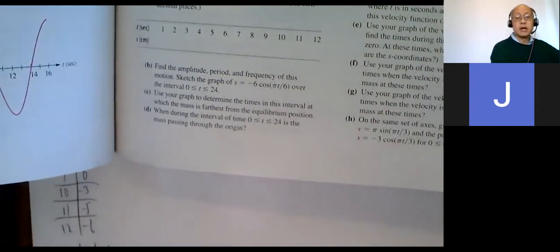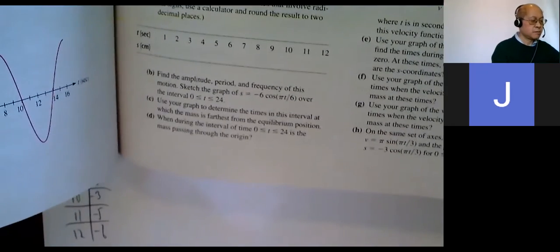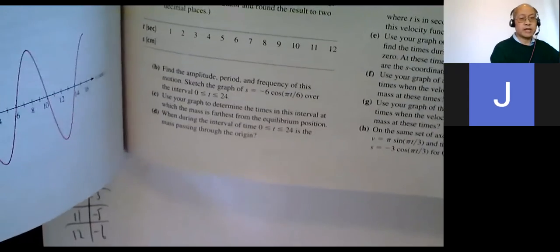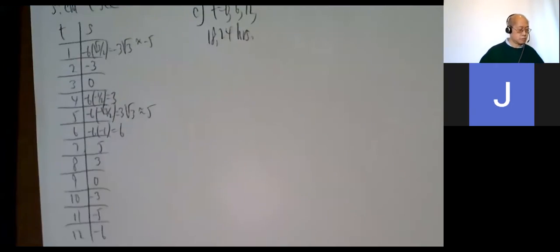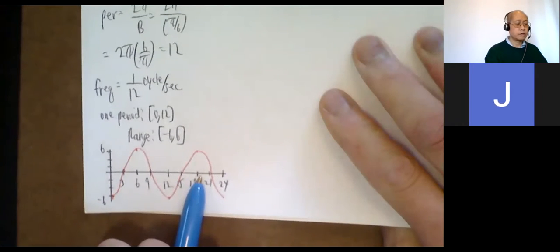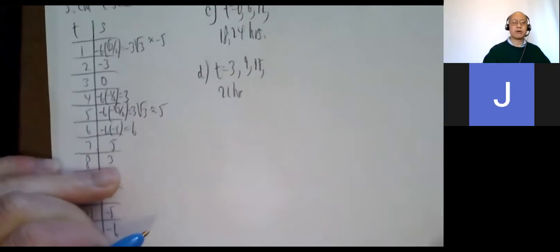When during this interval of time between 0 and 24 is the mass passing through the origin? In other words, when is the height 0? 3, 9, 15, and 21. So T equals 3, 9, 15, 21 hours.